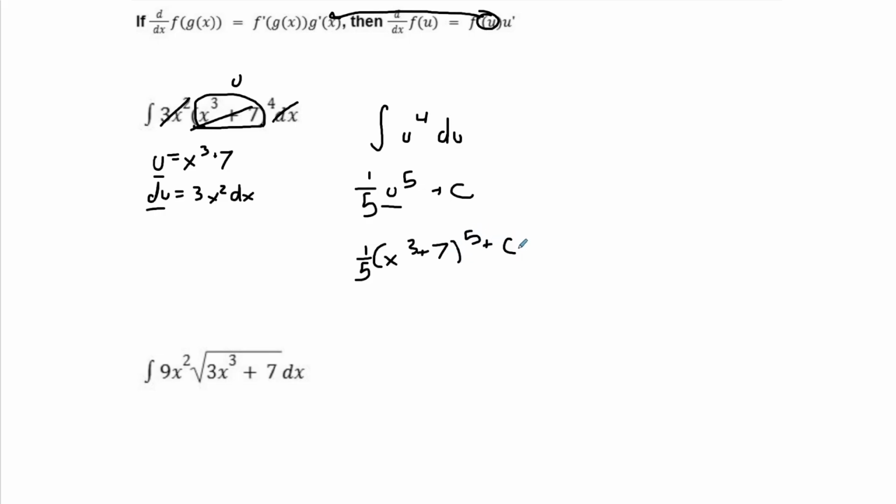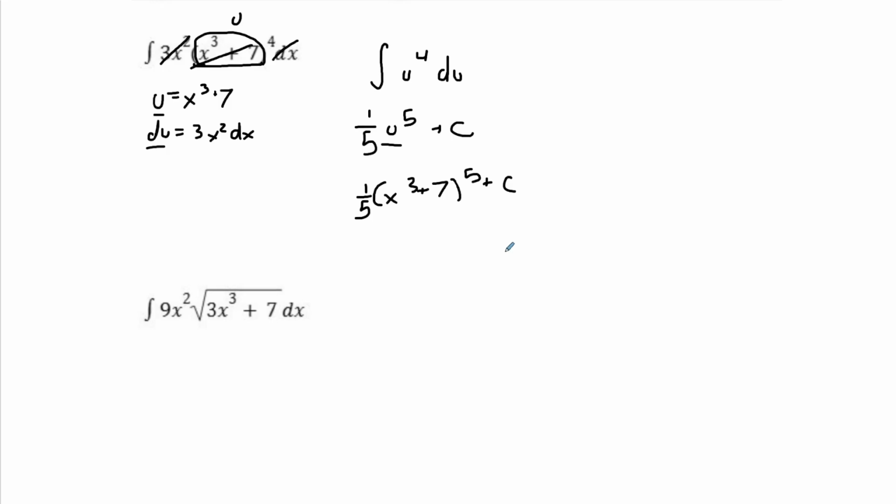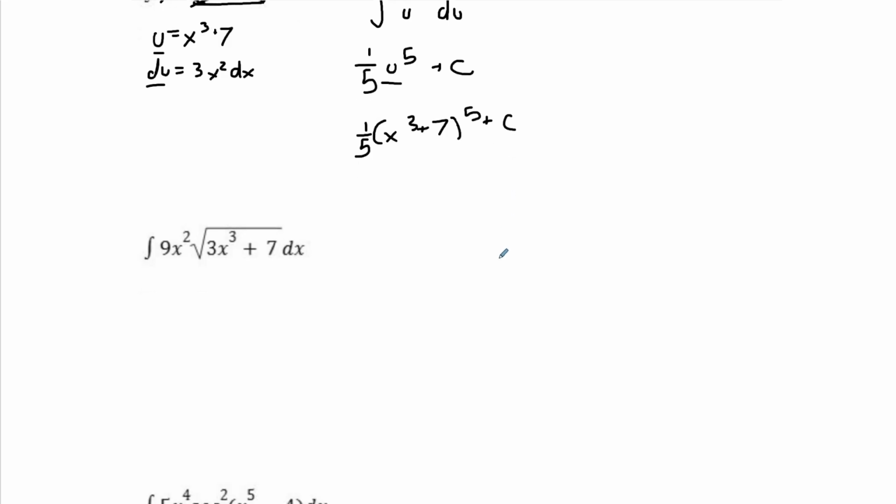So this might be a little confusing, but let's take a look at another example, right? So we have 9x squared times the square root of 3x cubed plus 7. Look at this. If we differentiate this inside here, we will get 9x squared, because the derivative of 3x cubed is 9x squared and the derivative of 7 is 0. Okay, so we're going to say that our u equals 3x cubed plus 7, and then our du equals 9x squared dx, which means that this is the integral of just the square root of u du, right?